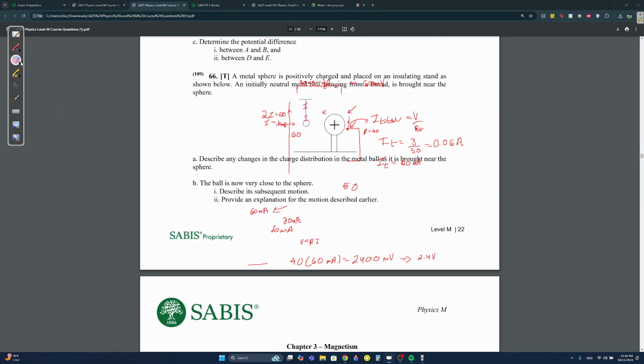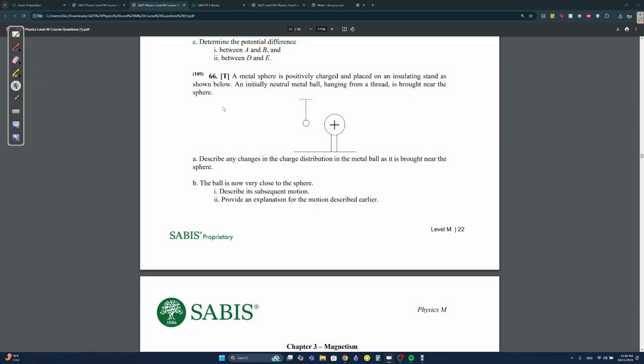Oh my god, this chapter doesn't want to end. 66. A metal sphere is positively charged and placed on an insulating stand. An initially neutral metal ball hanging from a thread is brought near the sphere. Describe any change in the charge distribution as the metal is brought near the sphere.